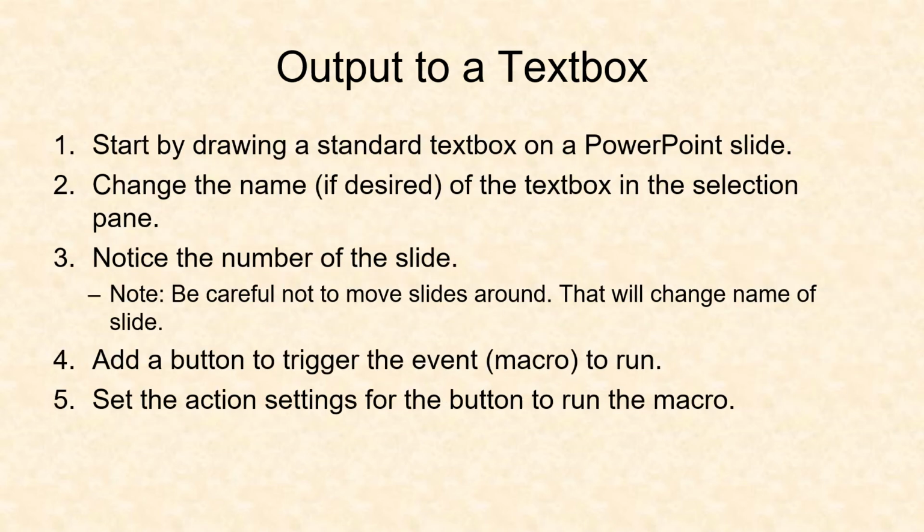So once again, the steps involved in outputting to a text box will be: number one, start by drawing a standard text box on a PowerPoint slide, and then go into the selection pane and change the name as desired. Again, I suggest that you change it using the naming convention TXT and then give it a name, because otherwise, in PowerPoint, the text box will already have about 4 or 5 words as the name. It's very involved and confusing.